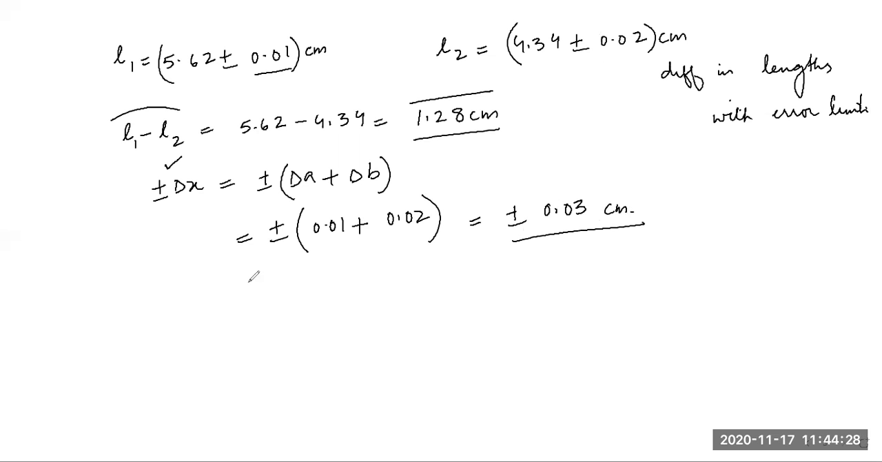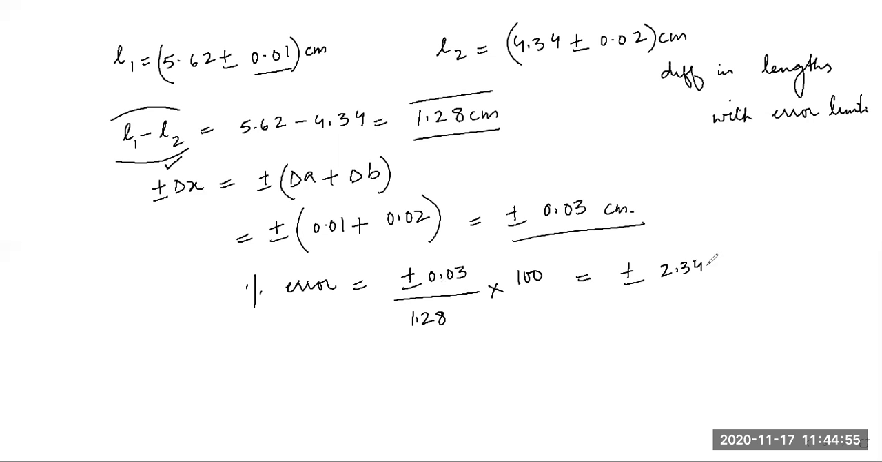0.03 centimeter. What will be the percentage error? So percentage error is plus minus 0.03 divided by, do you remember? Divided by this one, L1 minus L2, so it will be 1.28, into 100. So that will be equal to plus minus 2.34 percentage.